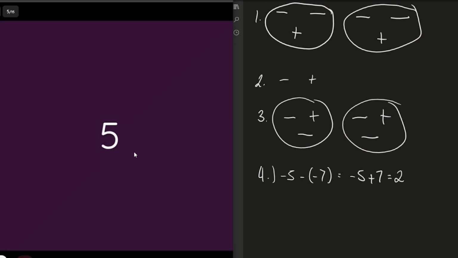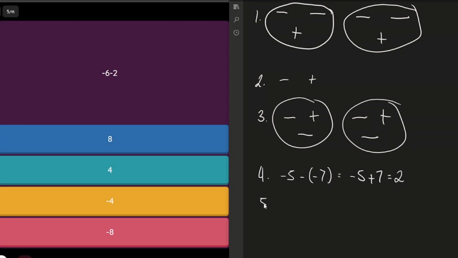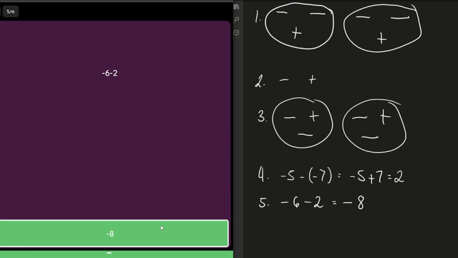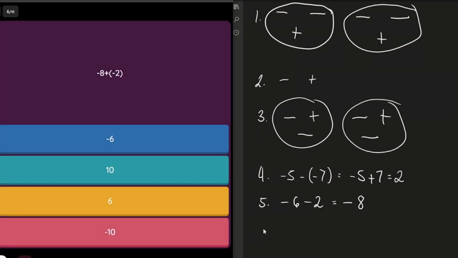There you go. Question number 5, we have -6 and -2. Since we have same signs, we would just add these two. A negative and a negative will give you negative. 6 plus 2 will give you 8. -8. There you go.